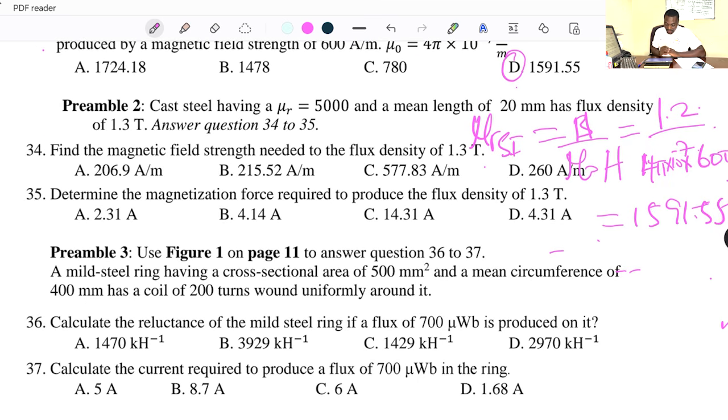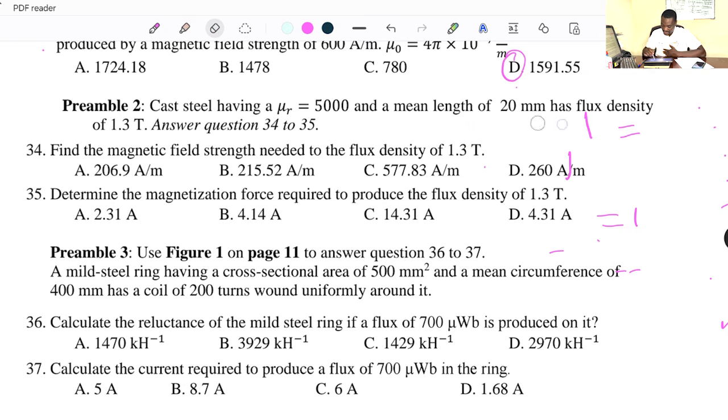Find the magnetic preamble 2. You have to use this preamble to solve question 34 and then 35.